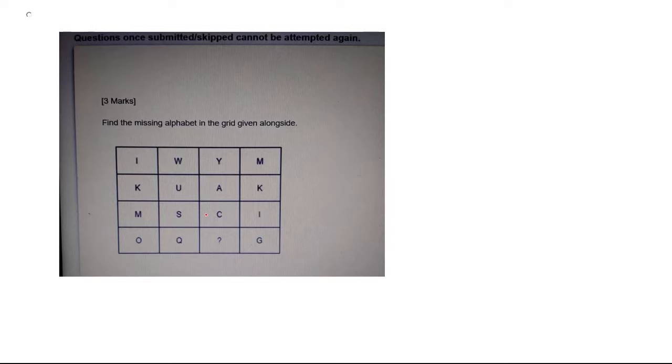So this is our next question. This is homework for all of you that was asked in the Infosys exam today in the morning slot. So you all have to tell what will be the letter in the place of these question marks. Comment your answer.